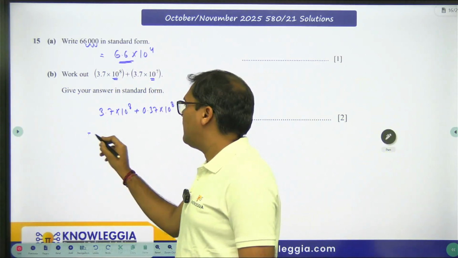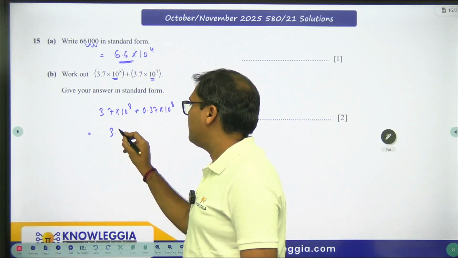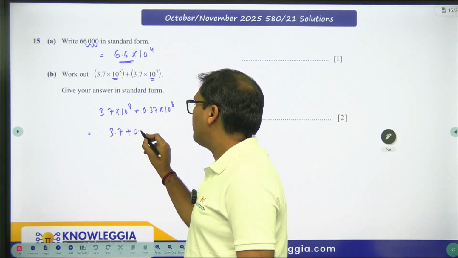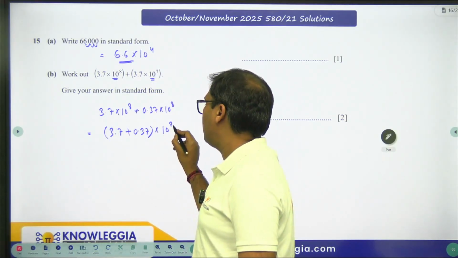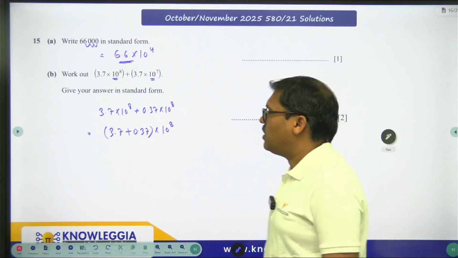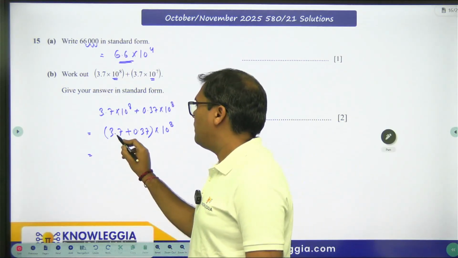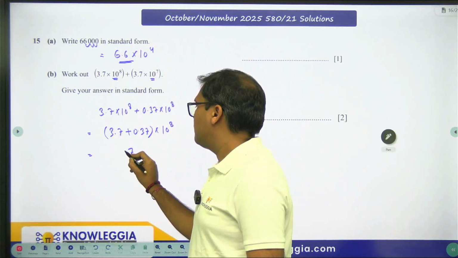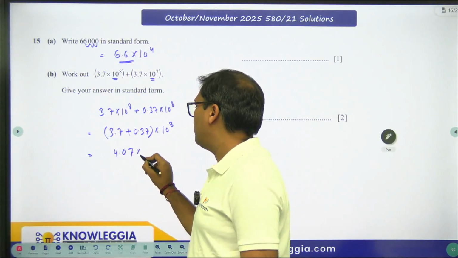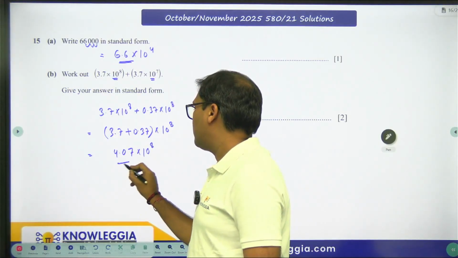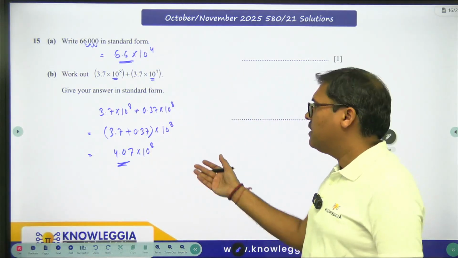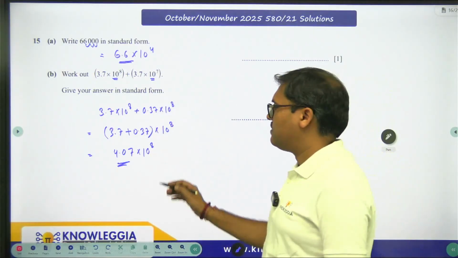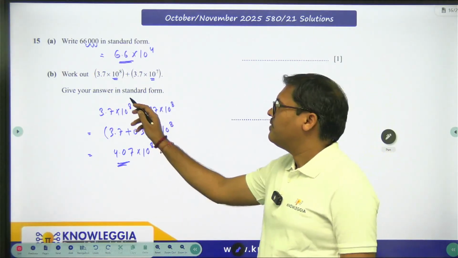So you can see here, now I can write this as 3.7 plus 0.37 into 10 to the power 8. I have just taken 10 to the power 8 out. So now what is this? You add, this is 4.07 into 10 to the power 8. So that is the answer in the standard form, which is 4.07 into 10 to the power 8. So basically just write the answer in standard form here.